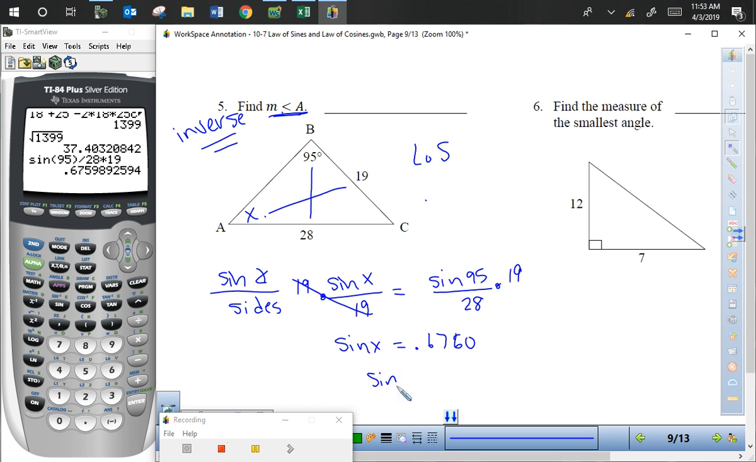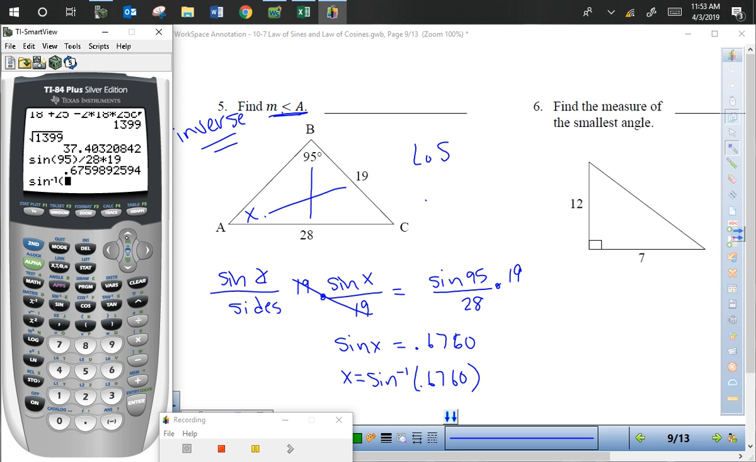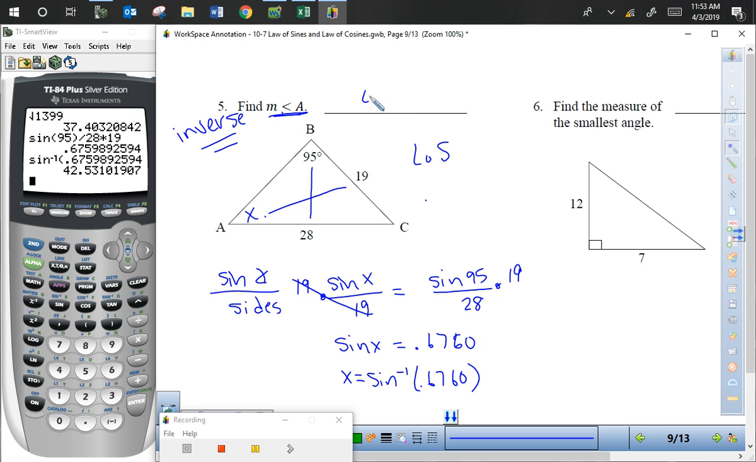Then, using the inverse of that number, we get 42.5 as our answer. It says the measure of the angle, so we want to make sure that we put degrees on there. Sorry, that's a 0.5.